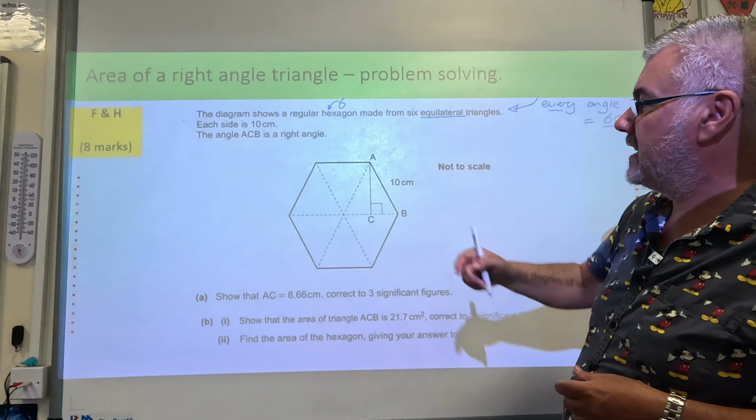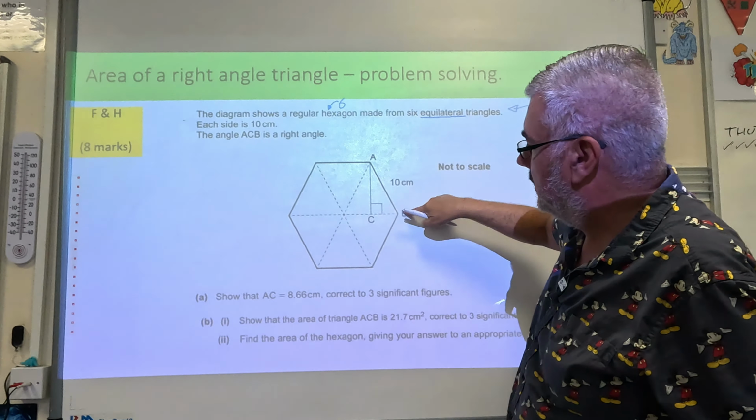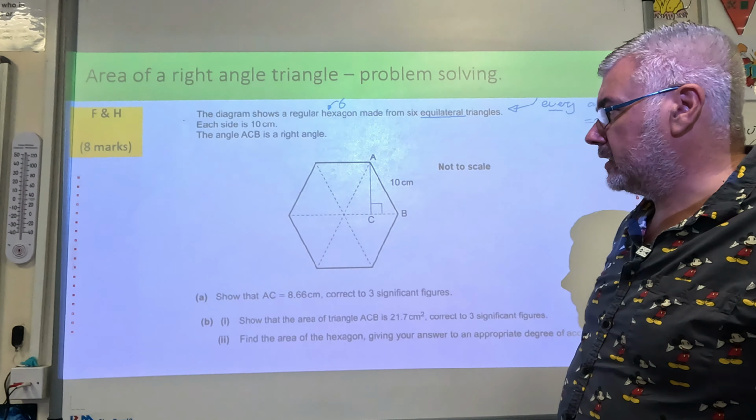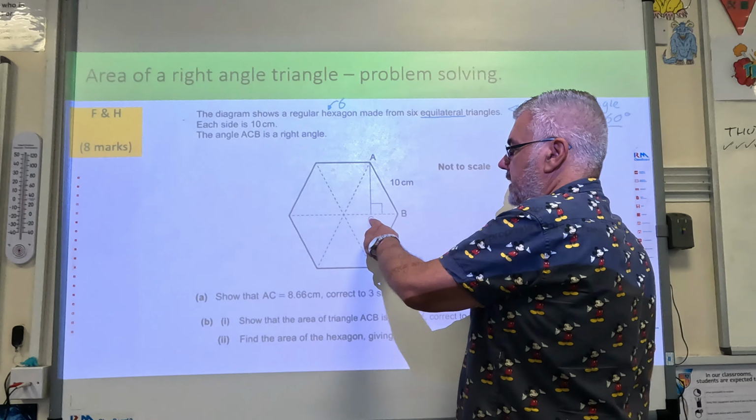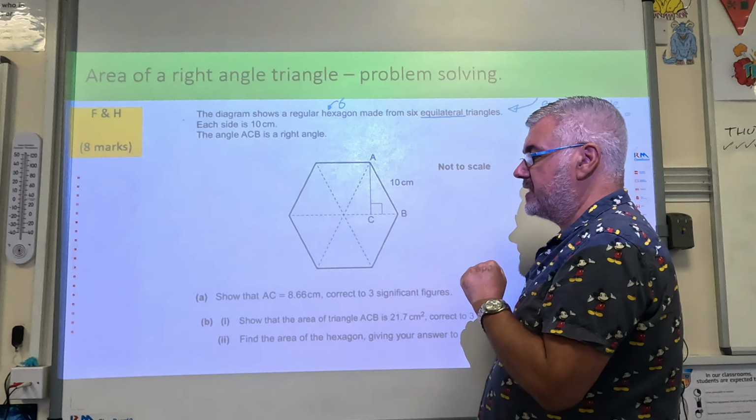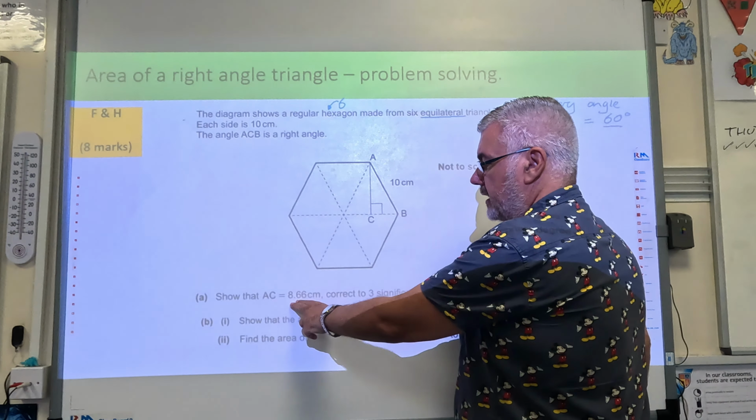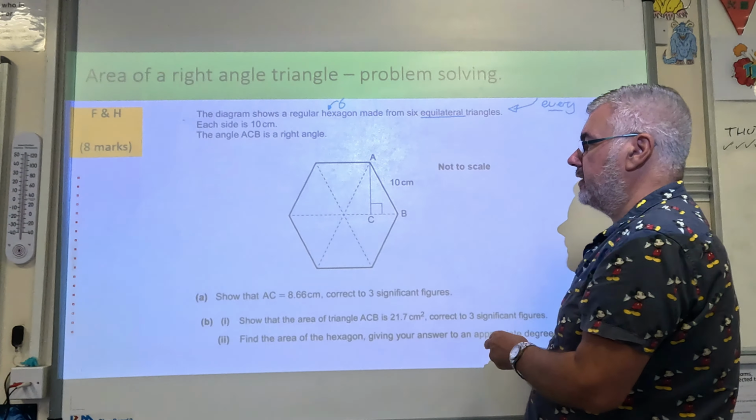Each side of the hexagon is 10 centimetres. The angle ACB is a right angle triangle. Show that AC, this is a length, equals 8.66, correct to 3 significant figures.